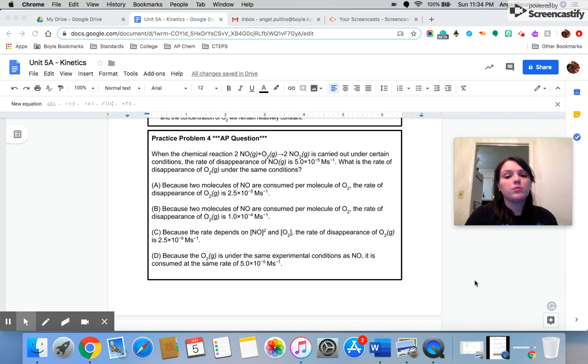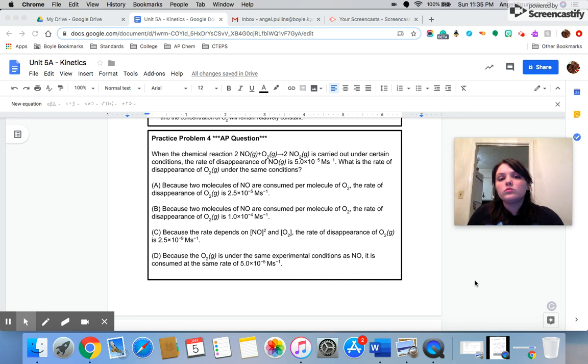So in practice problem 4, we're looking at the chemical reaction between nitrogen monoxide and oxygen gas to produce nitrogen dioxide. And they are telling us that the rate of disappearance of nitrogen monoxide is 5.0 times 10 to the negative fifth. They want to know the rate of disappearance of oxygen under the same conditions.